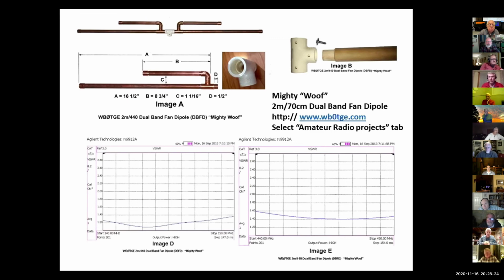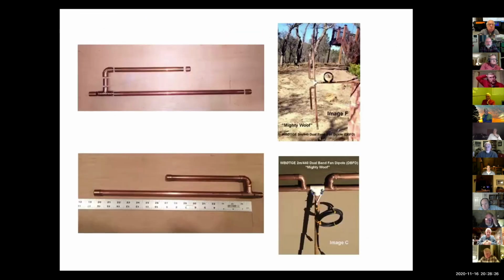Let's go to slide number 2. This is what the pieces look like when you're putting it together. That upper picture on the left-hand side is just a 1/2-inch copper pipe, and you buy those pieces. Even though I give the dimensions on this drawing, if you go to my webpage, WB0TGE.com, I have a link to a PDF for constructing this antenna. And honestly, I've had people from all over the world contact me that have built this antenna and have had great success with it.